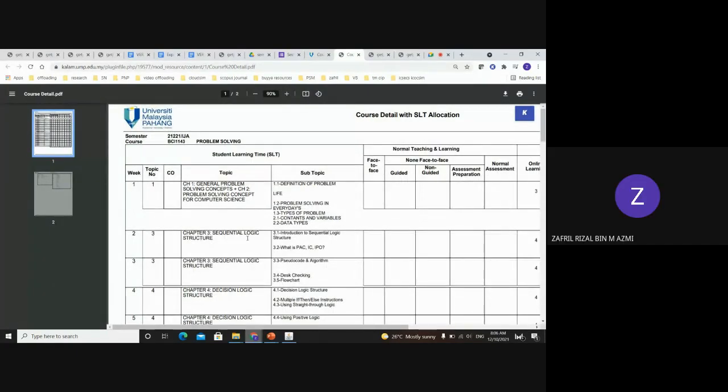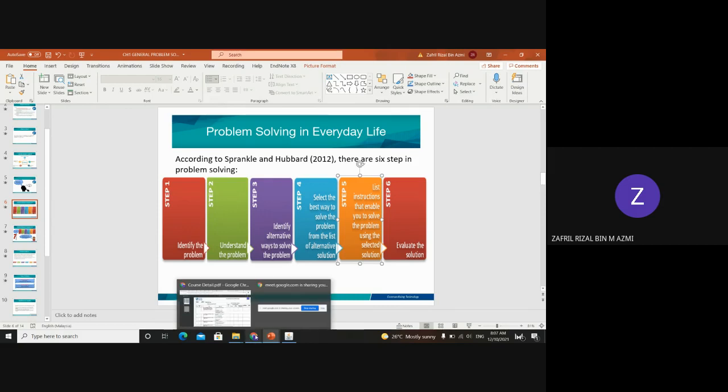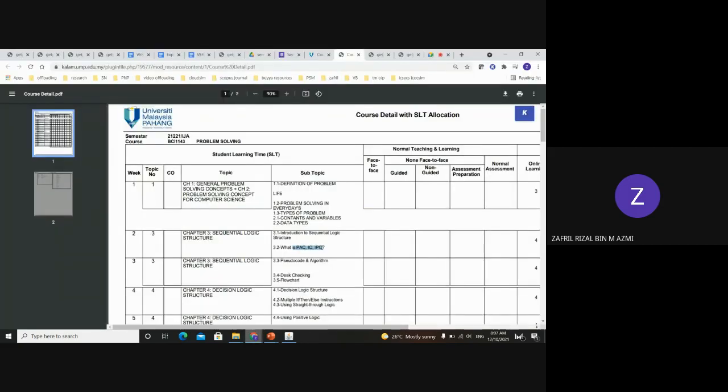Okay, so next week we are going to have PAC, IC, IPO. After we complete the PAC, IC, IPO, these are the tools that we use to get the requirements, to get the specific problem, and for us to understand the problem, identify alternate ways to solve the problem, and then select the best way to solve the problem. All these steps, these 1, 2, 3, 4 steps, will be done by using this PAC, IC, and IPO.